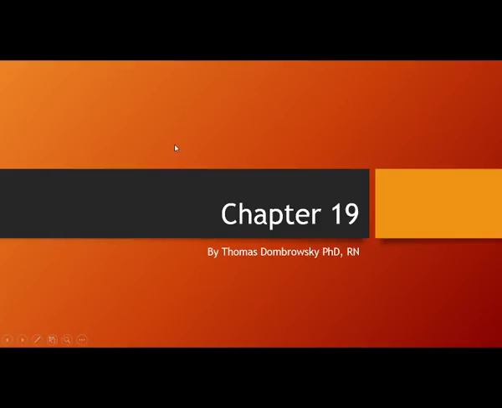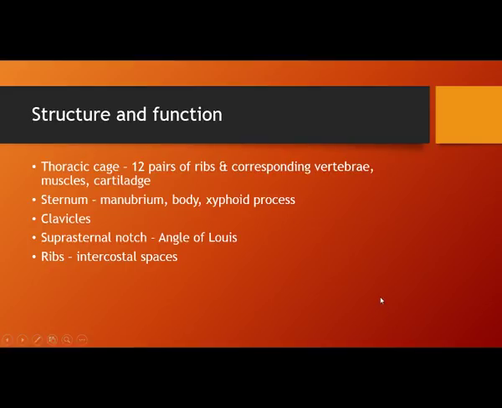Chapter 19 concerns the thorax and lungs. Some of the anatomical things we're going to be looking at include the thoracic cage, which is formed by the sternum, the two scapulae, the ribs, and the vertebrae. And this forms a cage, if you will, and also the muscles and cartilage that are attached to those bones as well.